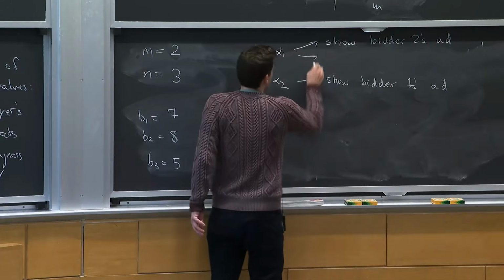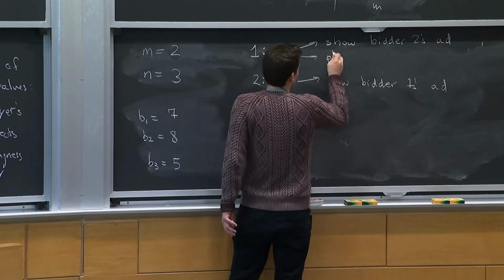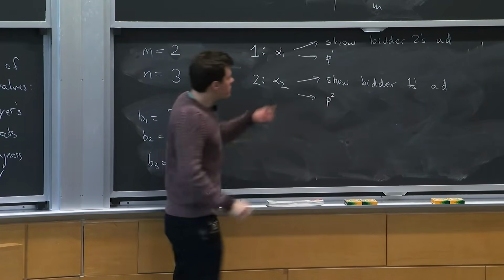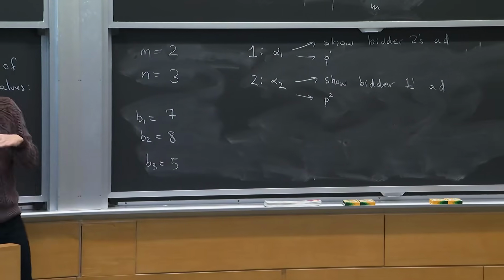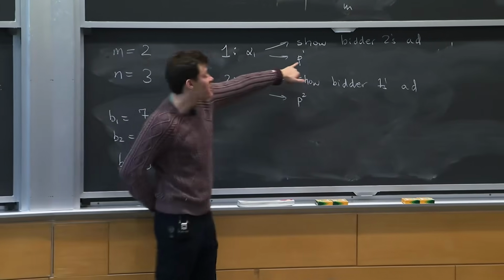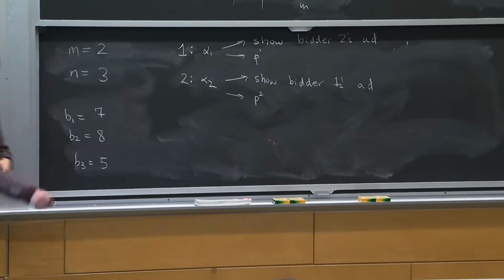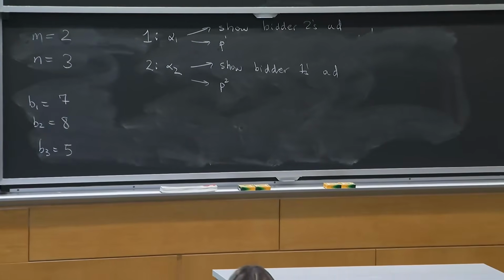And what is the payment per click going to be? So maybe I'll call this P1 and P2. I'll try to use superscripts for positions and subscripts for bidders, right? So P1 is not necessarily bidder 1. It's the payment made per click for the first ad slot.